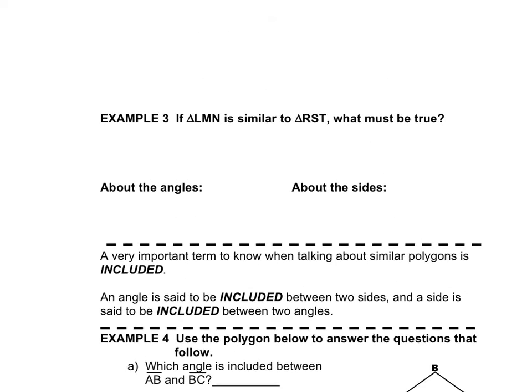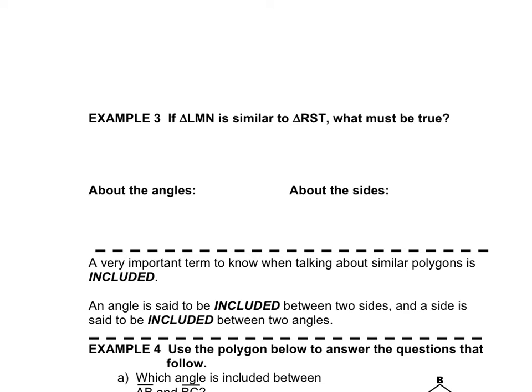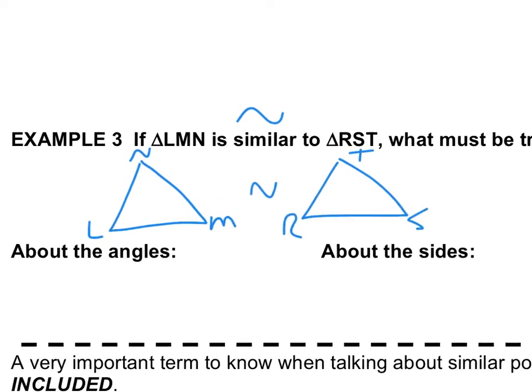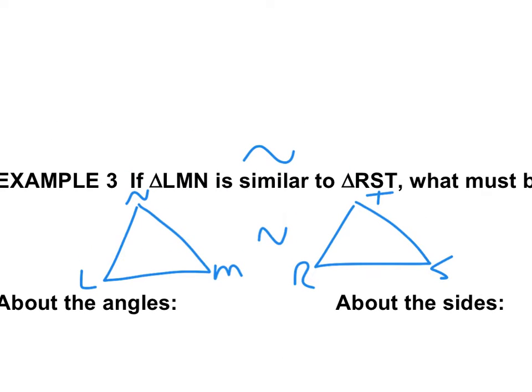Now, this one doesn't give us a picture. It just tells us that triangle LMN is similar to triangle RST. So similar, remember, is that symbol. So I'm just going to sketch it. So maybe I have L, M, N, and that's similar to, and I'm going to go in the same way, R, S, T. You could label them differently, but remember, this statement right here is telling us what goes with what.